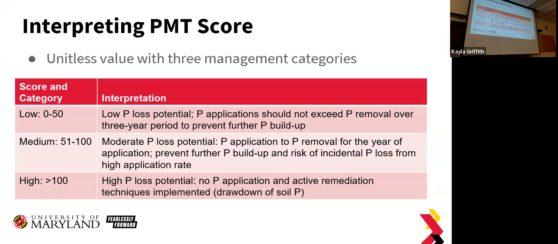And then if you're in that high category, look, you're not putting any P down. You don't need it at that point, okay? And really at this point, you need to be thinking about how do I get my phosphorus lower in the soil? Because you're at a high risk at this point, okay? So those are the categories, and they are what they are. That's what gets spit out.